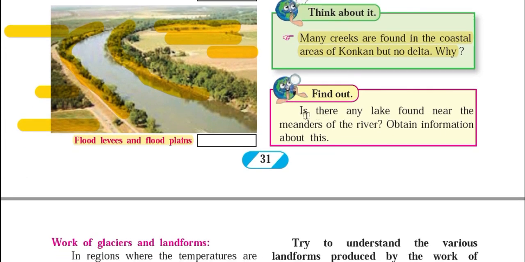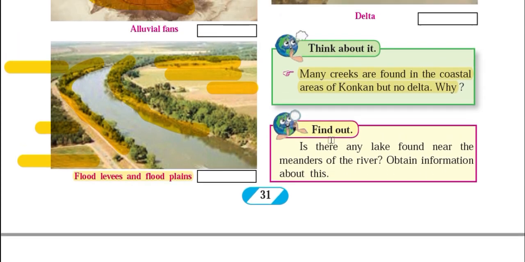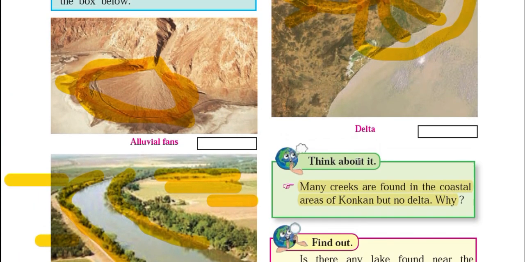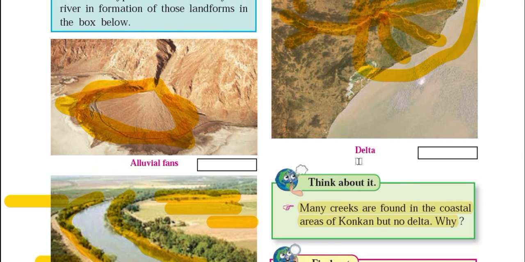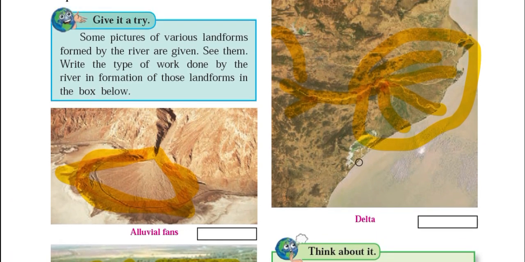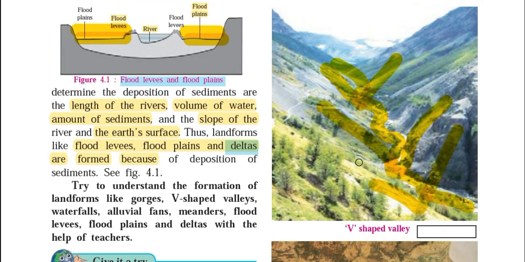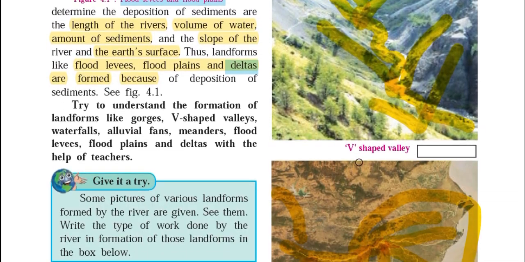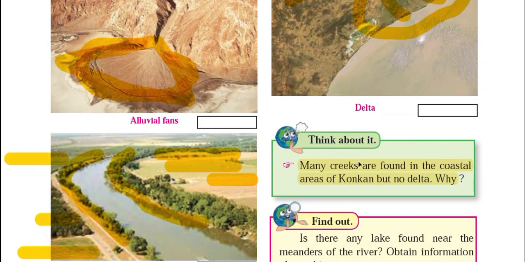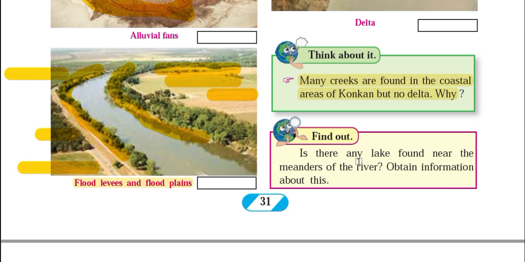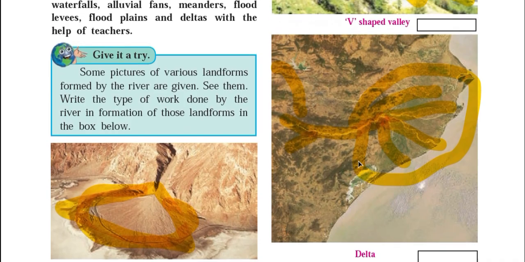The next one: is there any lake formed near the meander of a river? Obtain information about this. There are many oxbow lakes you can find in the northern Indian plains because of the rivers Ganga, Yamuna, and their distributaries. So you can find the different oxbow lakes or meandering lakes because of the meandering process. In this way we have completed the first part of this particular chapter.